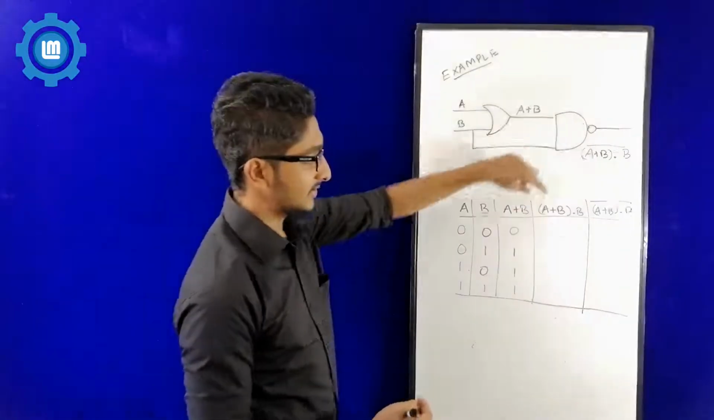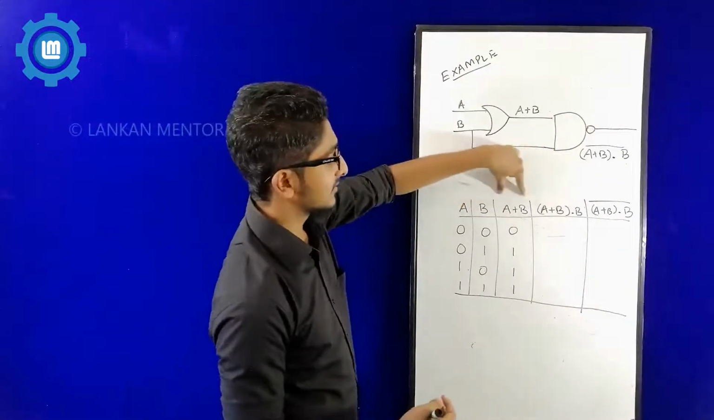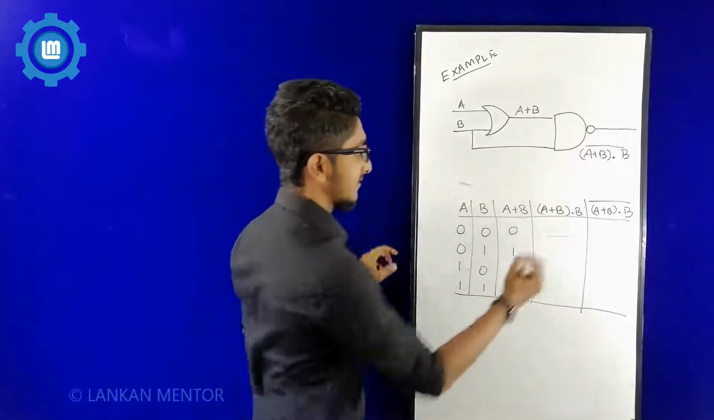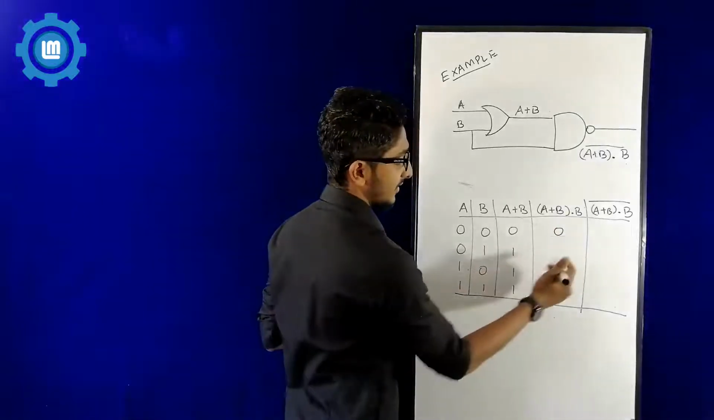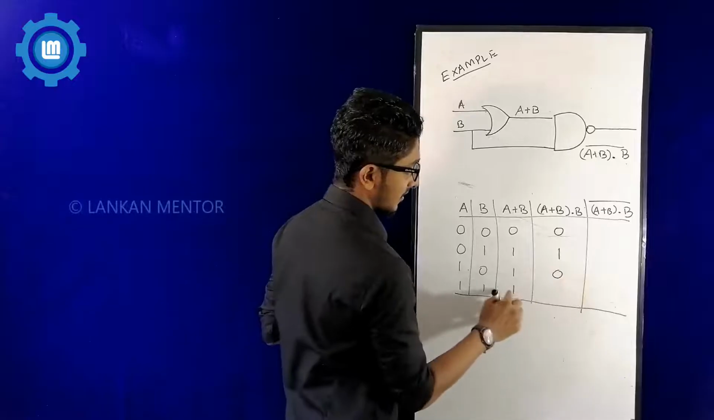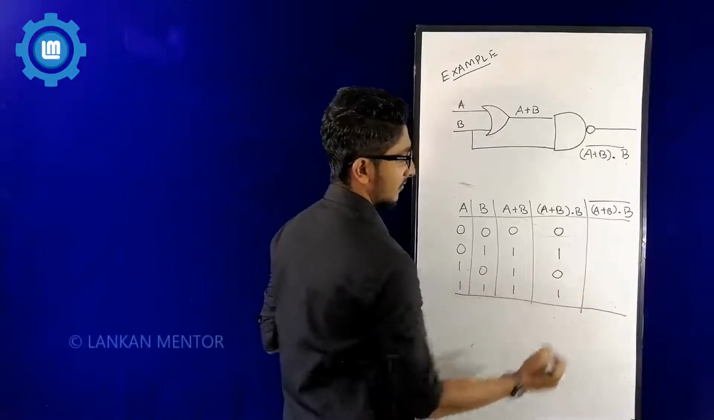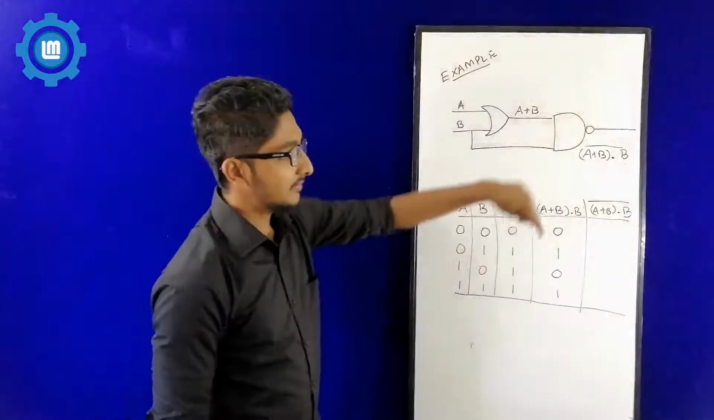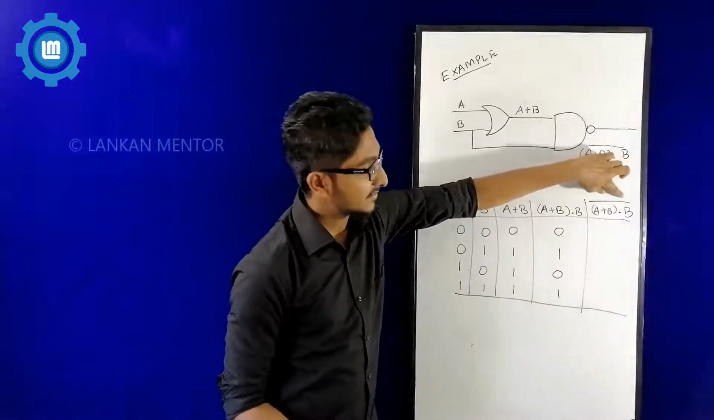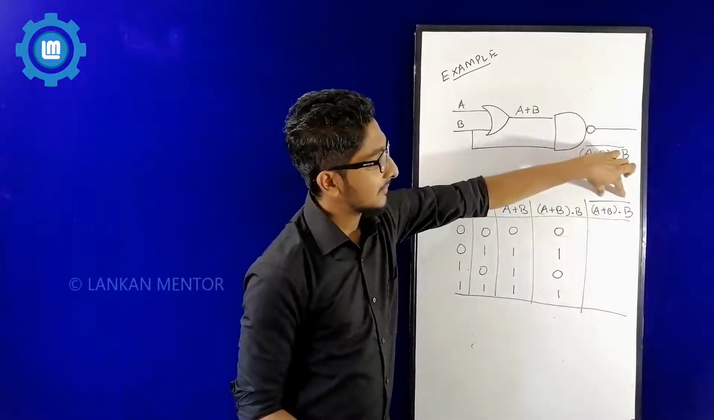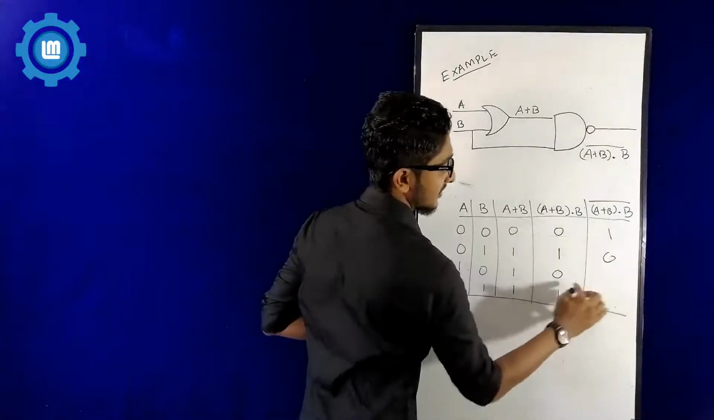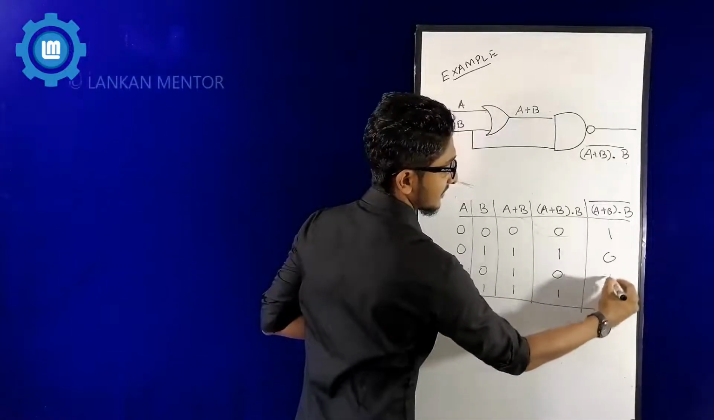Right, now you have another step, A plus B into B. So A plus B multiplied by B. What are you going to see? 0 into 0, 0. 1 into 1, 1. 1 into 0, 0. 1 into 1, 1. Right, now A plus B dot B, same thing, bar: A plus B dot B bar. So it is the opposite of this, 1, 0, 1, 0.